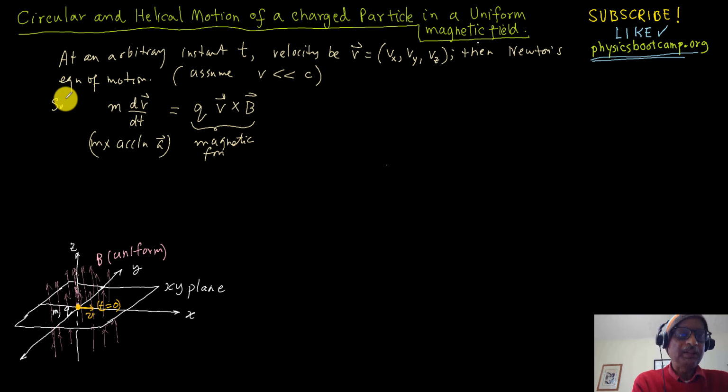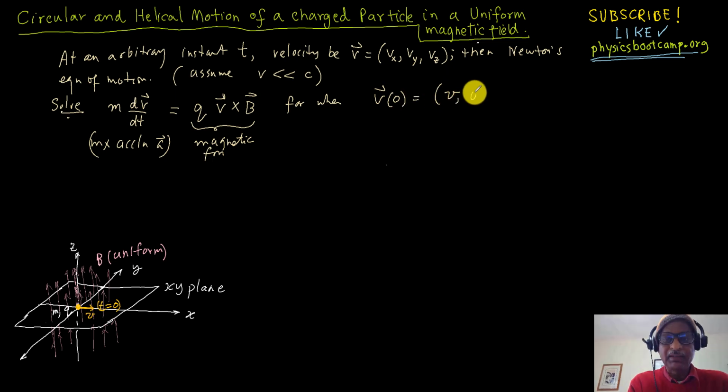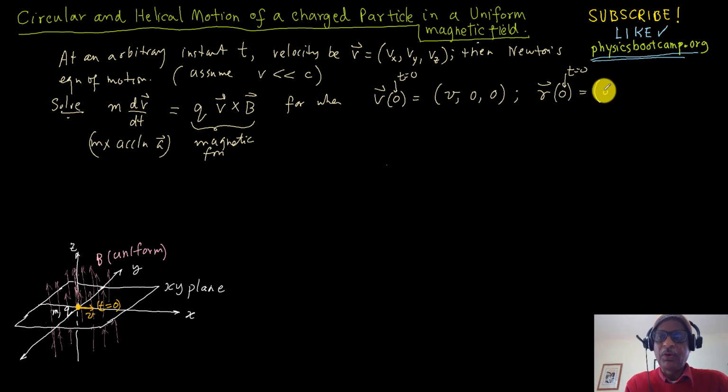So I have to solve this for when v at the 0 instant is just along the x-axis, nothing along the z-axis. That's what it is at 0. And also we're given that position is at the origin at the 0 time, t equal to 0, and this is all 0. Okay, so that's what's given, and you're supposed to solve this problem.